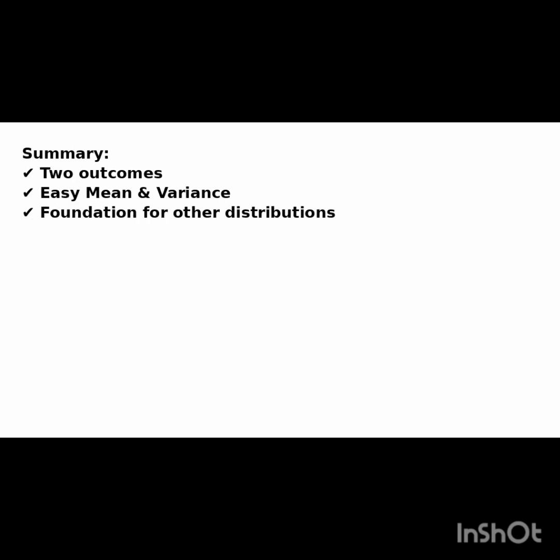Summary, we can say there are only two outcomes, easy mean and variance, and it is the foundation for other distributions.